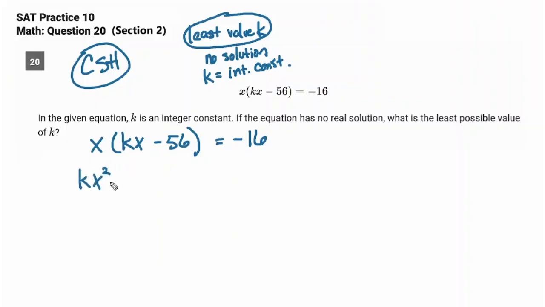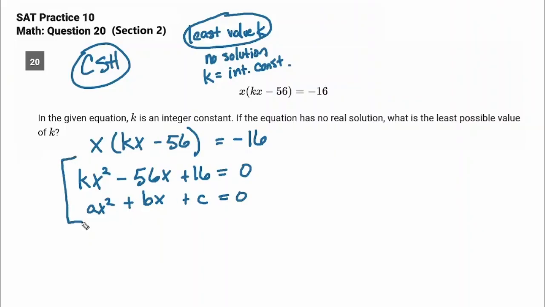X times kx is kx squared minus 56x. If you move negative 16 across the equal sign, it's plus 16 equals 0. What's the quadratic equation? It's ax squared plus bx plus c equals 0, and you have the same form. There's a lot to be said about the quadratic equation. You don't have to know a lot about it in SAT land. But the thing you really need to know is b squared minus 4ac. You got to commit it to memory or put it in your calculator.